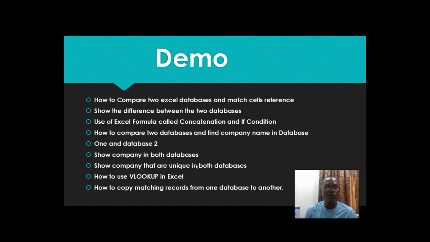And then we also want to see how, if you bring two company names in two databases, maybe one is 500 and the other one is 1,000, you can actually ask Excel to show you names in database one that are not in database two, and then names of companies that are unique in the two databases. That means the name that is in database one does not exist in database two, and vice versa.